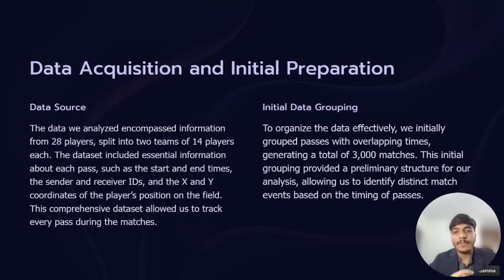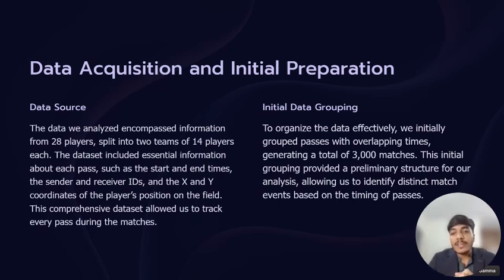Moving to the next slide. For our analysis, we started with a dataset containing information from 28 players divided into two teams of 14 players each. The dataset was very detailed, including key information about each pass, such as the start and end time of the pass, the sender and receiver IDs, and the X and Y coordinates of the players. Moreover, with positions on the field, the rich dataset gave us a clear picture of how passes flow during the matches.